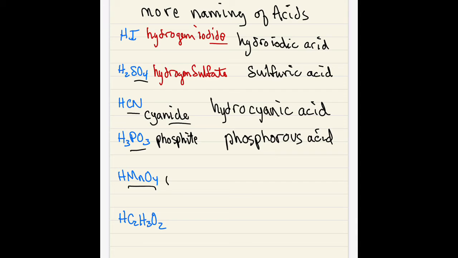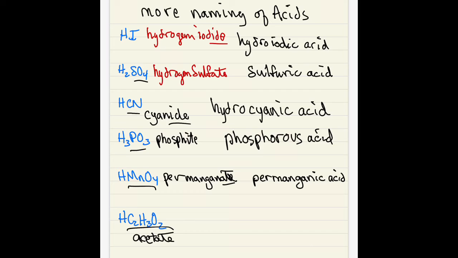MnO4 may be a new one to you. Permanganate. Oops. Manganate is the ion, PER. Let me clean that up a little bit. Permanganate. So it ends with ATE, so we'll change the ate to ic. Permanganic acid. And that's the acetate ion. So this would be acetic acid.